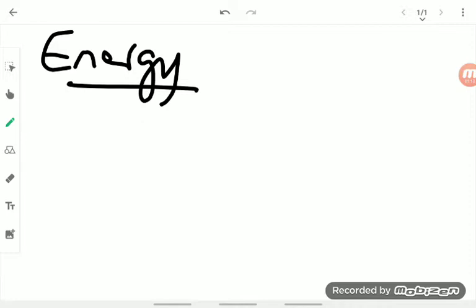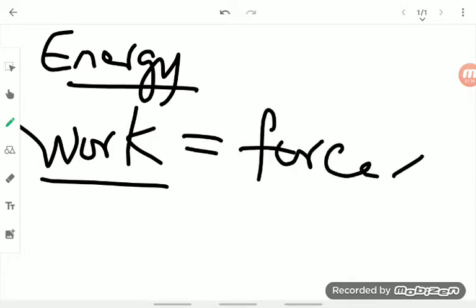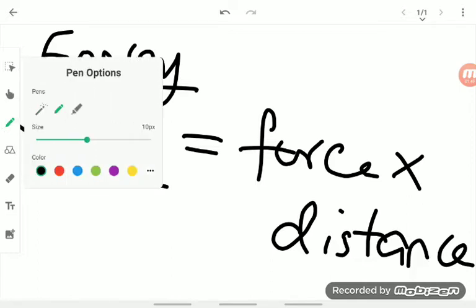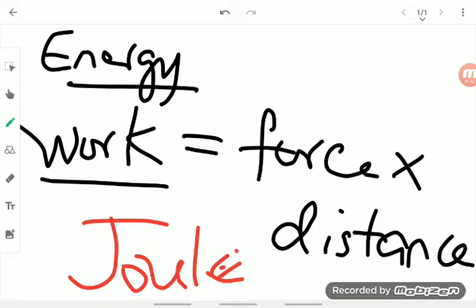And work, we defined as when a force moves an object or a body or a system a particular amount of distance. So work we define as force multiplied by distance. Both of these are measured in joules. That's the SI unit. So the SI unit for work and energy is the joule.